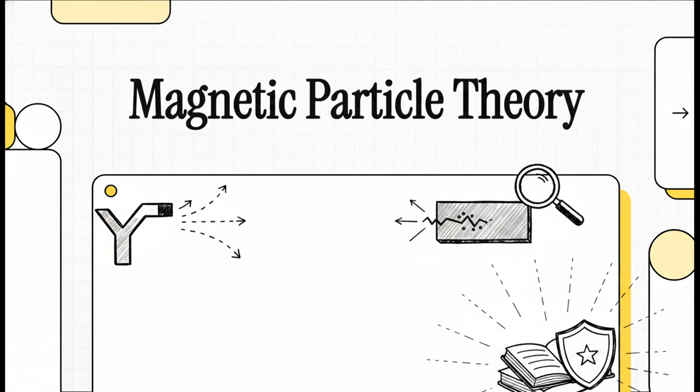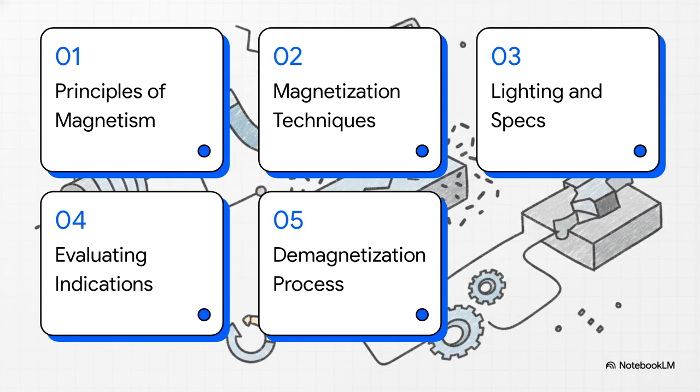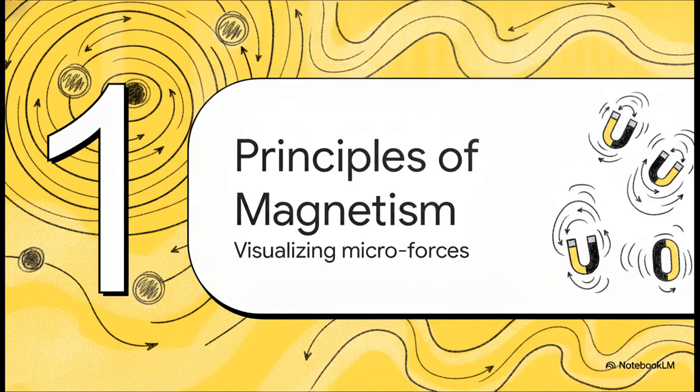We're going to skip all the basic fluff and jump straight into the hard numbers, the exact equipment parameters, and those critical testing criteria you are absolutely guaranteed to see on test day. All right, let's get right into it. So here's our game plan to organize all the specific data you need to memorize. We're going to cover the principles of magnetism, magnetization techniques and equipment, essential lighting and specs, evaluating indications, and finally, the demagnetization process. Let's kick things off with Section 1, Principles of Magnetism, and visualizing those invisible microforces.